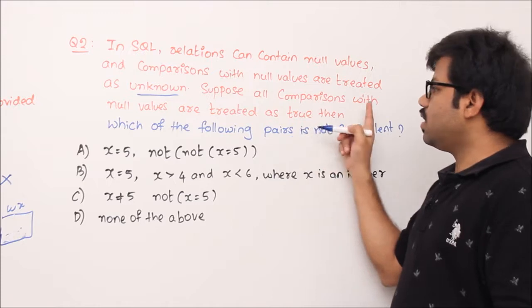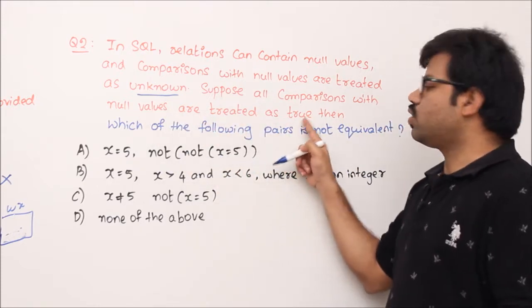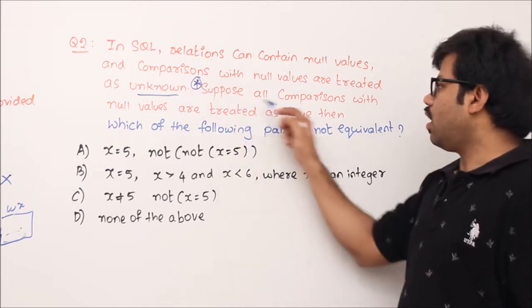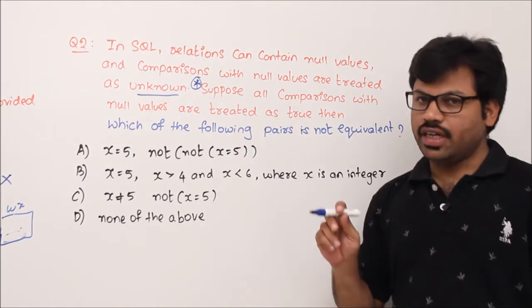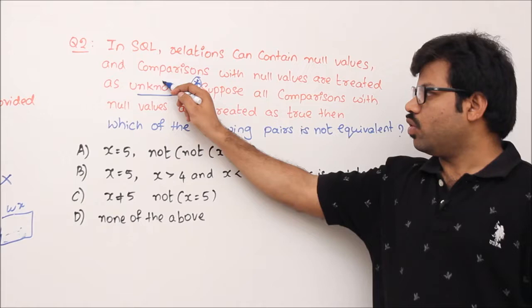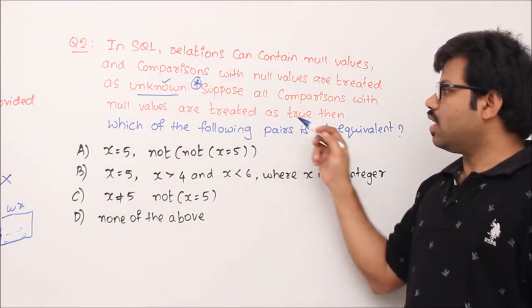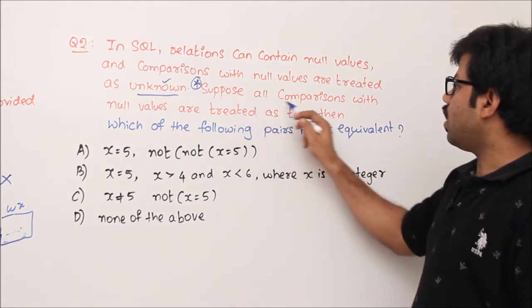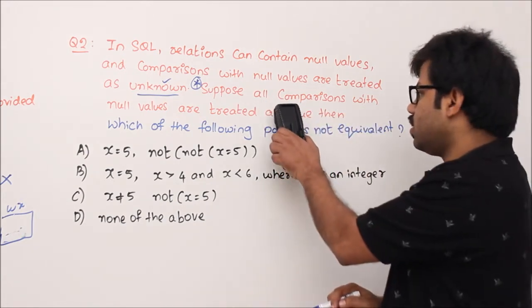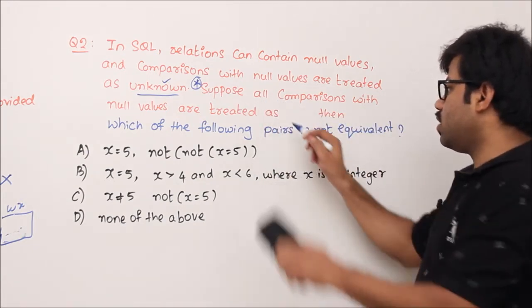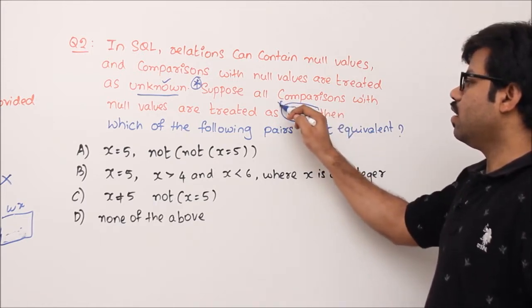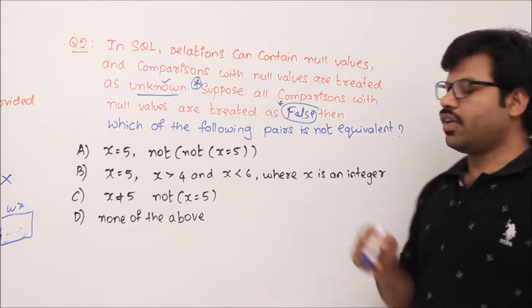Suppose all comparisons with null values are treated as true. See, this is one exception. He is specially mentioning that all comparisons with null values should be treated as false. Generally we treat it as unknown, but he is asking us to treat it as false. Suppose all comparisons with null values are treated as, here I wrote true, but it is actually false. Small correction here. Then which of the following pairs is not equivalent?